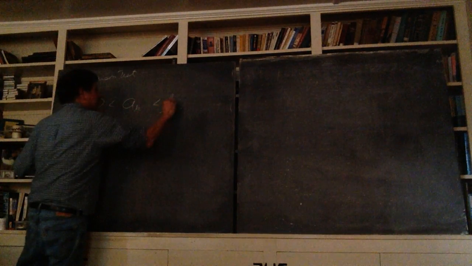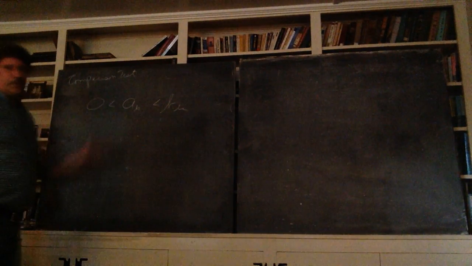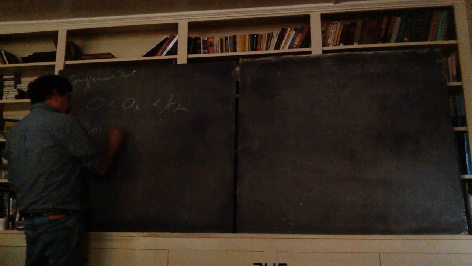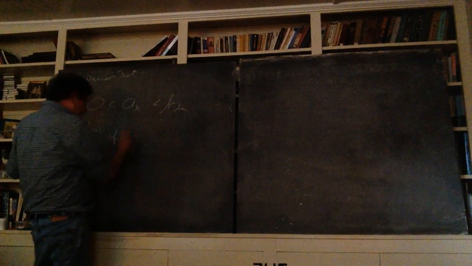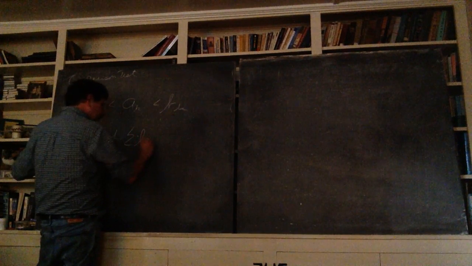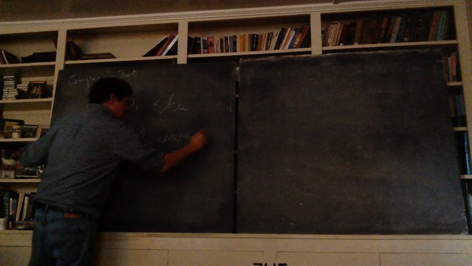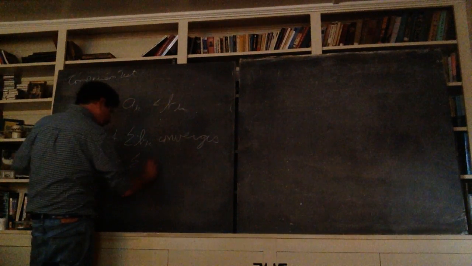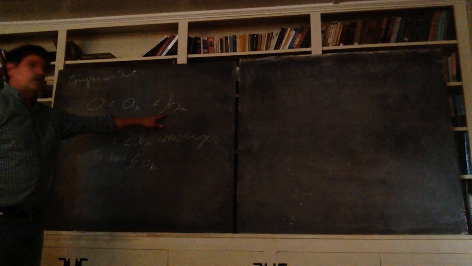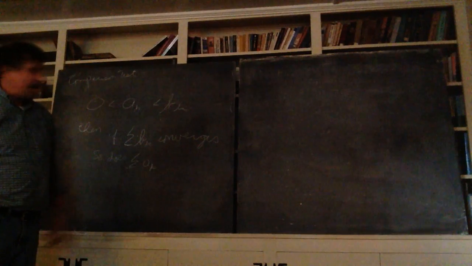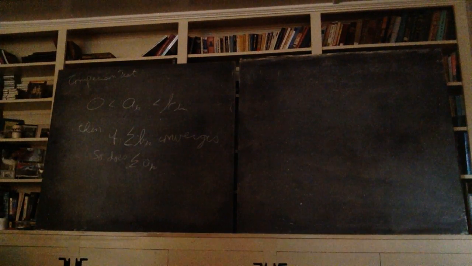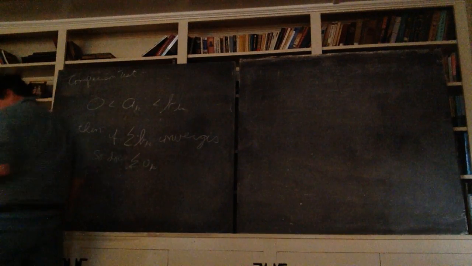Suppose you have 0 less than a sub k less than b sub k for every k past a certain point anyway. Then if the bigger series converges, so does the little one. We used it the other way around. We showed that the little one diverged, and therefore the harmonic series had to diverge as well.